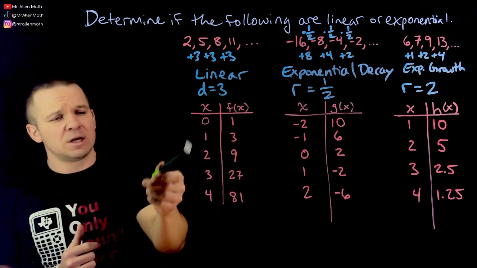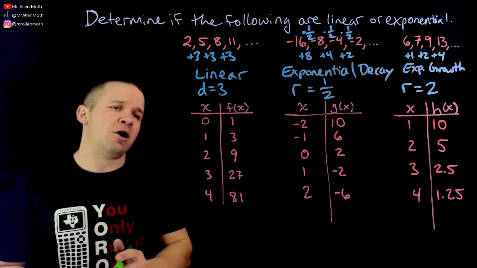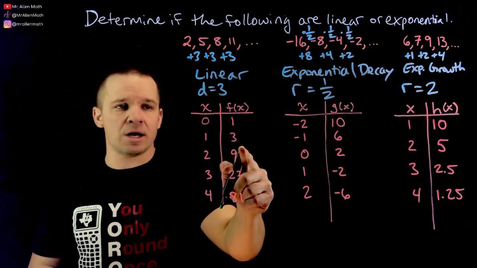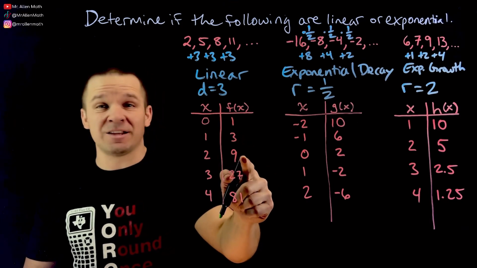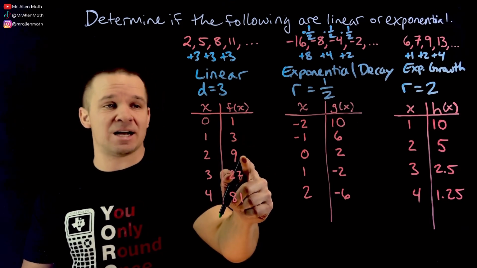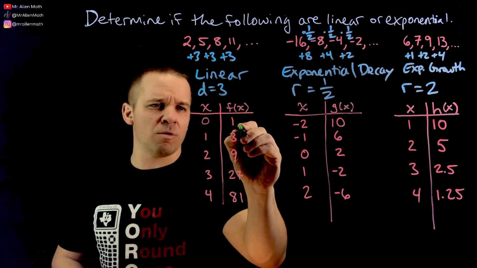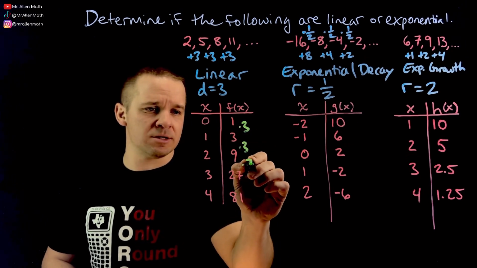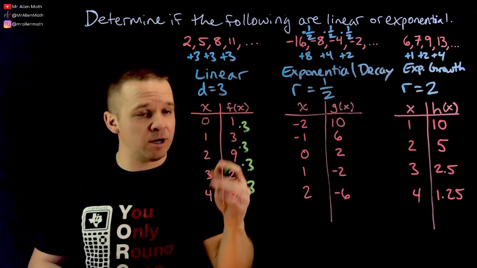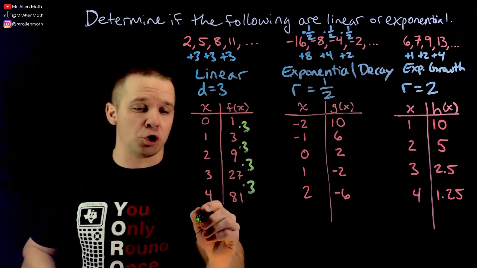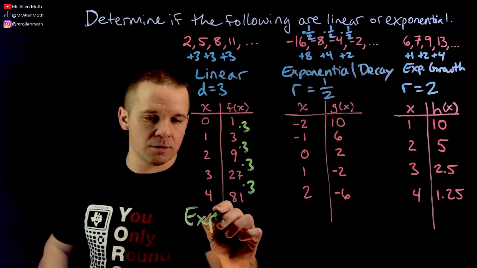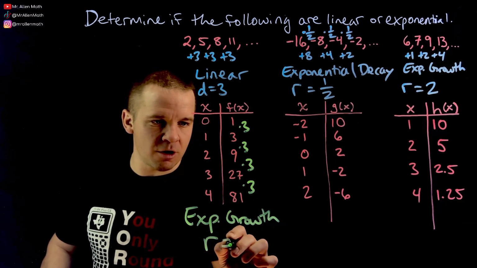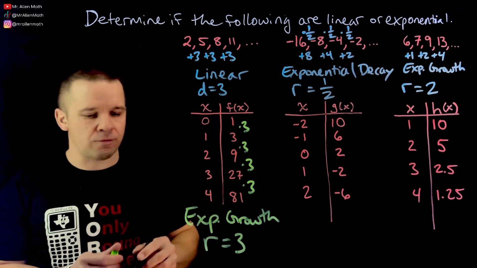All right, next one. We got our tables here. So from 1 to 3, we're going up by 2, or we're tripling. From 3 to 9, that's going up by 6, so that's not constant. So let's say this. We're multiplying by 3. Multiplying by 3. 9 times 3 is 27. Times 3 is 81. So this is going to be an exponential growth. So exponential growth here, with our common ratio being positive 3.